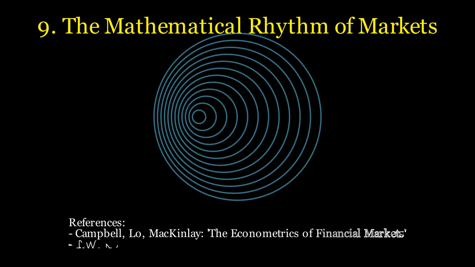References: The Econometrics of Financial Markets by Campbell, Lo, and MacKinlay. Fourier Analysis by T.W. Körner.